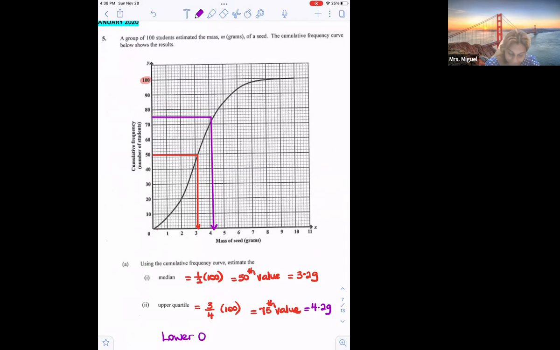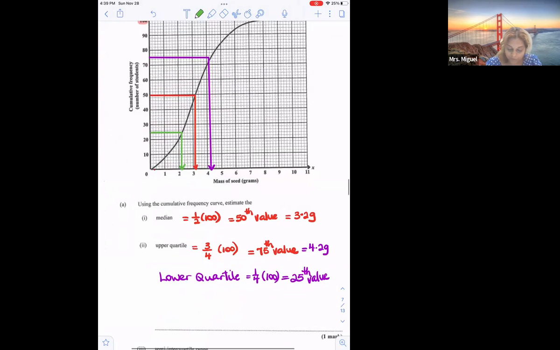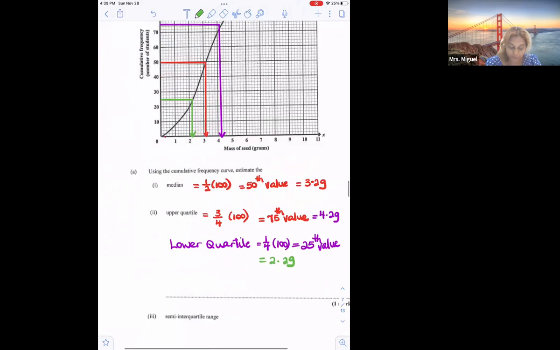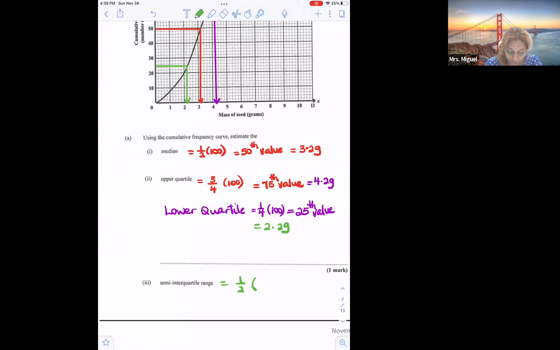The lower quartile is a quarter of 100. So we're looking at the 25th value. So 25 will lie somewhere there. This is roughly about 2.2. So this is 2.2 grams. So the semi-interquartile is a half of the upper quartile minus the lower quartile. So a half of 4.2 minus 2.2, divided by 2. This is approximately 1.